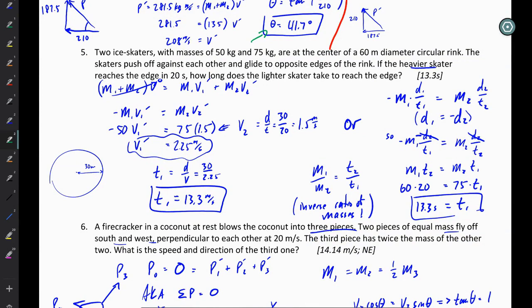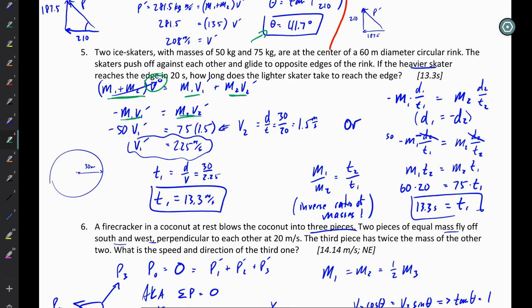Two ice skaters with masses of 50 and 75 kilograms are at the center of a rink. They push off each other. They glide to opposite sides. Well, because initially they're at rest, the total momentum is 0 because their velocities are 0. So that tells us that the momentum of one person going in one direction has to equal the momentum of the other person in the other direction.